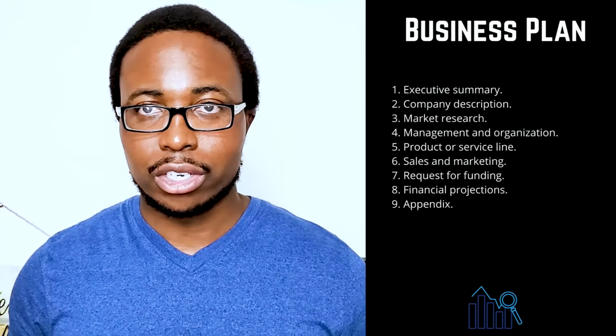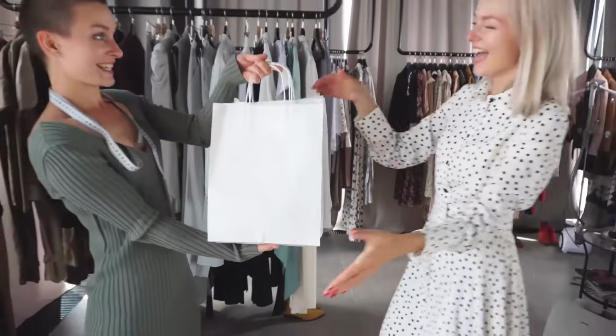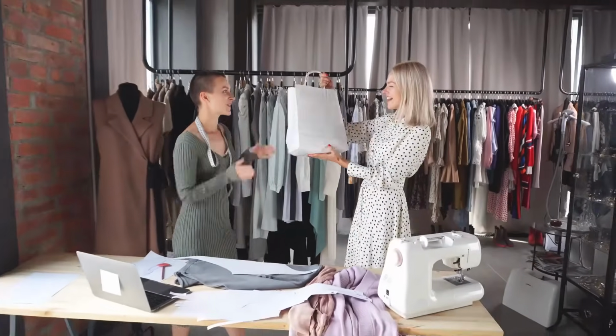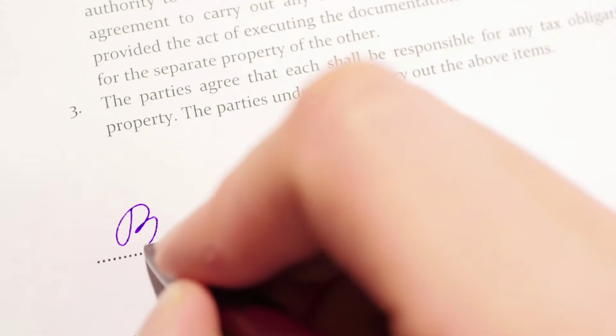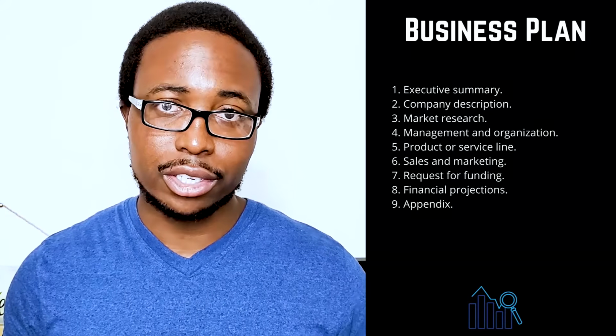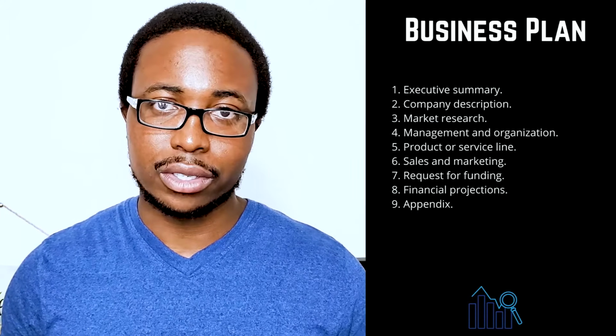5. Product or service line. Describe the product or service you provide. Describe how it benefits your customers and the product life cycle. Share your intellectual property plans, such as copyright or patent filings. Explain in detail if you are conducting research and development for your service or product.